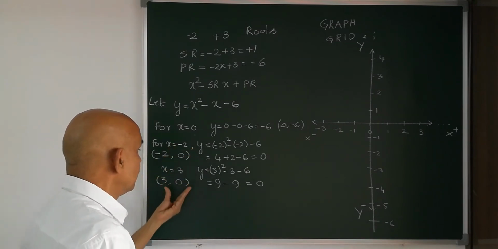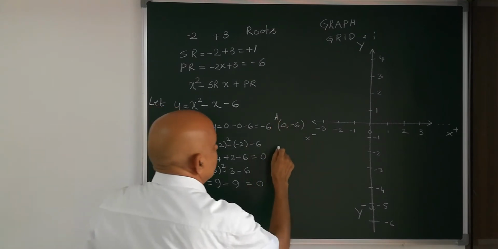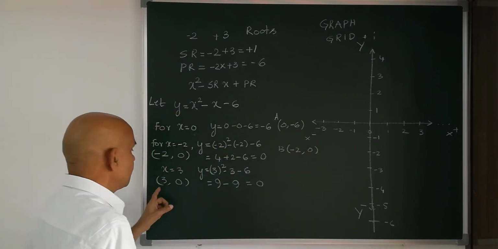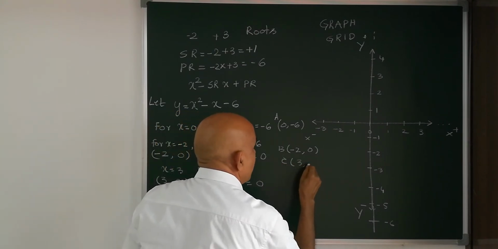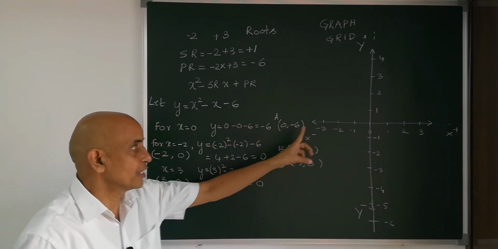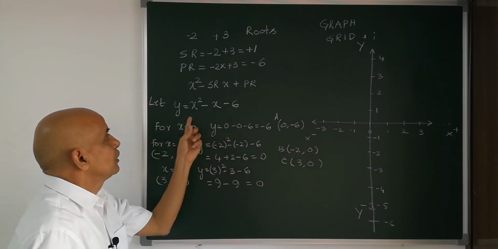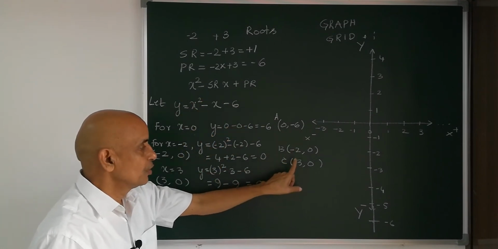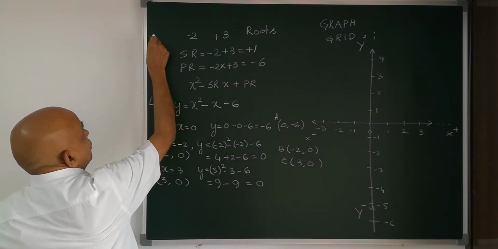So we have obtained 3 points. Let us call the first point A, then the second point B, which is minus 2, 0, and the third point C is 3, 0. Normally we denote the points with capital letters. Now for these 2 points, whenever x is minus 2 or whenever x is 3, the value of y becomes 0. That means the quadratic expression becomes 0 when x is minus 2 and x is 3. That is why these roots are also called zeros.